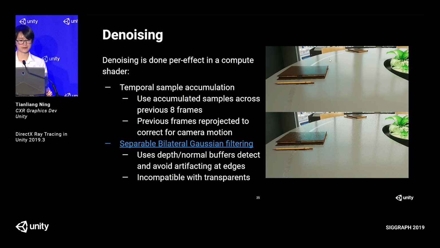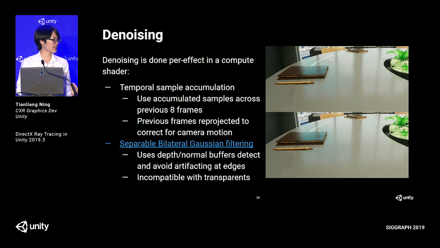Of course, where we have sampling, we must have denoising. So HDRP does denoising per effect in a compute shader. Samples are gathered from up to 8 previous frames, and of course we need to do reprojection in order to correct for camera motion between the frames. Then once we've gathered all those samples, a separable bilateral Gaussian filter is used in order to denoise those samples. Now this filter uses the depth and normal geobuffers, once again, to detect and avoid artifacting or blurring across edges or corners where we really shouldn't be blurring. And because of this, this denoising is incompatible with transparent objects.